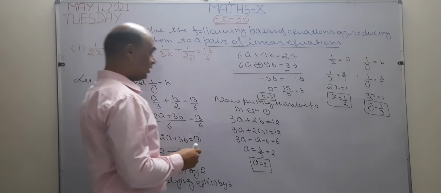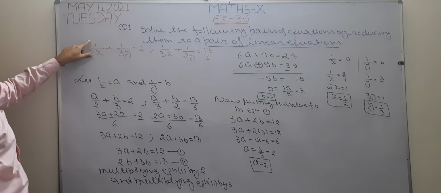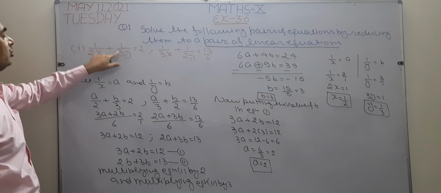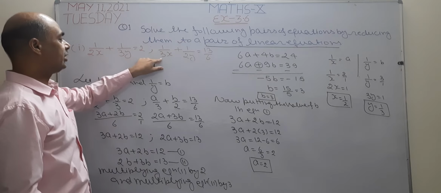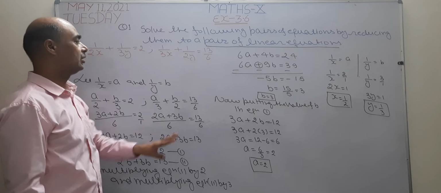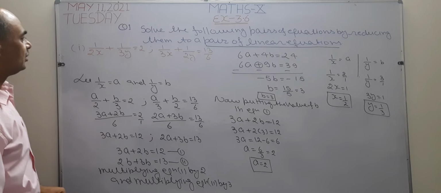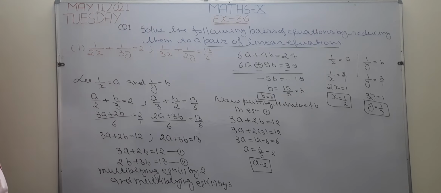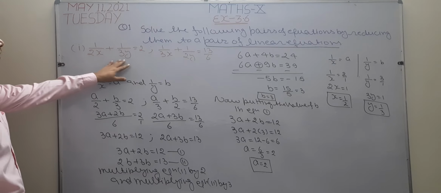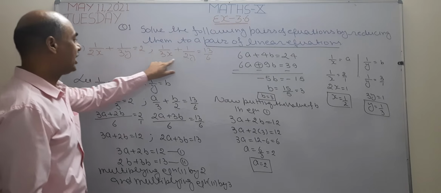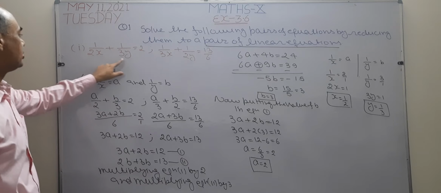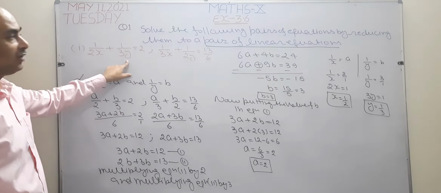Now see what is given. In the first question it is written 1 by 2x plus 1 upon 3y equal to 2, 1 upon 3x plus 1 by 2y equal to 13 by 6. Now see what is the difference. What is new in this equation? See carefully. When you look carefully, you observe that the variable in both terms lies in the denominator. Okay, what is the meaning of this?